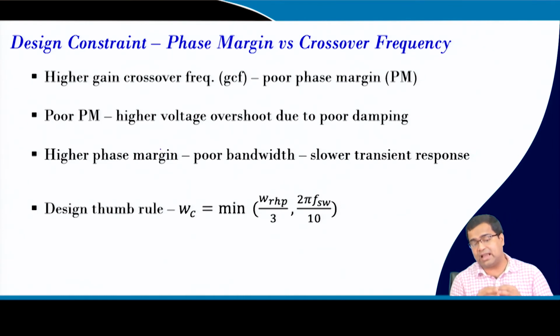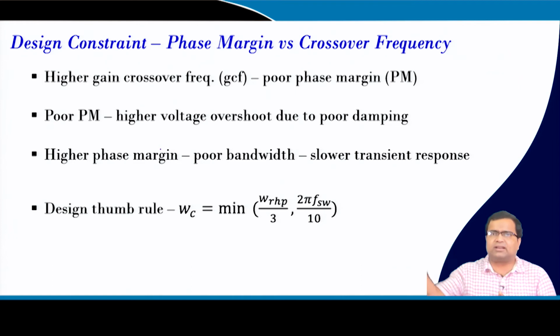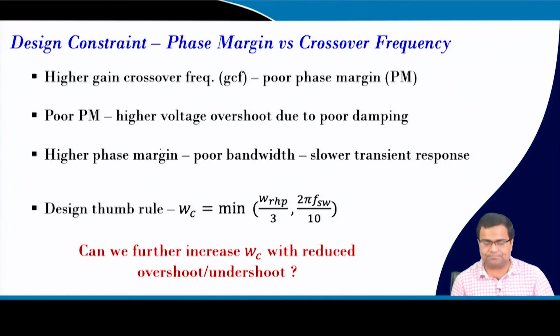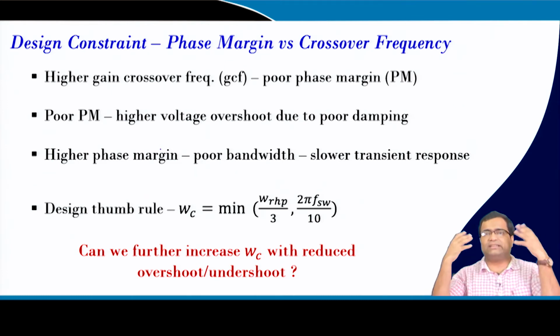Because if you take light load, then the RHP zero will be farther to the right side, and then your model validity will come in terms of 1/10 of the switching frequency, beyond which it will not work, because we have discussed that earlier. But this trade-off will not allow us to extend the bandwidth or response, because if we want to go further up, then our overshoot is increasing, if you want to speed up.